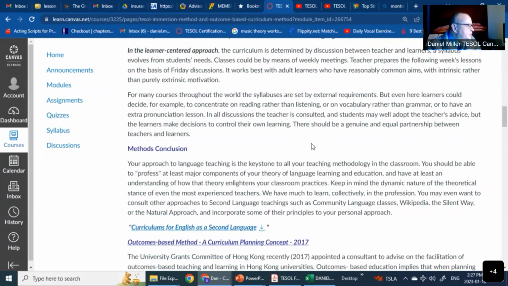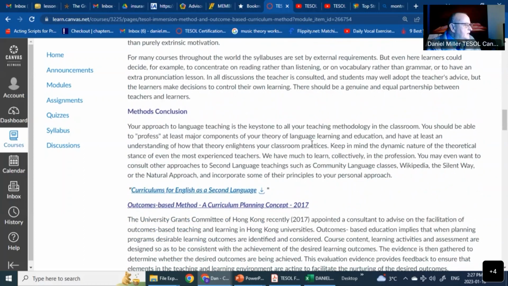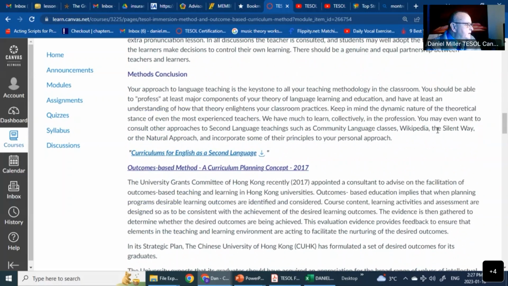Methods conclusion. Your approach to language teaching is the keystone to all your teaching methodology in the classroom. You should be able to profess at least major components of your theory of language learning and education and have at least an understanding of how that theory enlightens your classroom practice. Keep in mind the dynamic nature of the theoretical stance of even the most experienced teachers. We have much to learn collectively in the profession. You may even want to consult other approaches to second language teaching, such as community language learning, suggestopedia, the silent way, or the natural approach, and incorporate some of their principles in your personal approach.